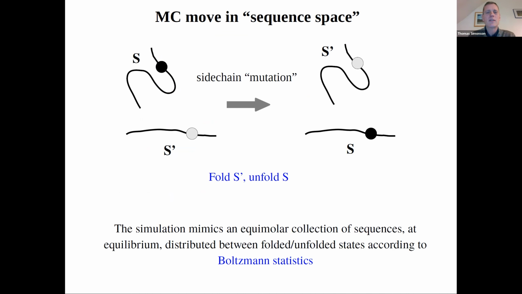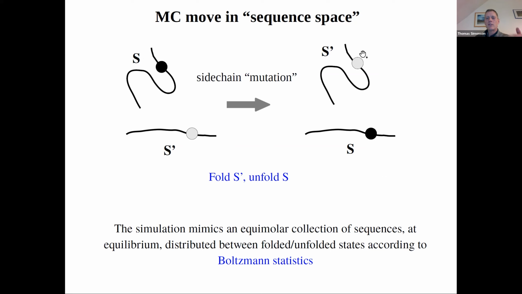So, Monte Carlo in sequence space. This is perhaps my last point of theory, I think my last theory slide. What does it mean to do Monte Carlo in sequence space? Well, if we make a mutation, let's say we turn a side chain from black to gray here, what we actually do is in the folded state, we turn black to gray, and in the unfolded state, we make the reverse mutation. So effectively, a side chain mutation really amounts to unfolding one variant and refolding the other.